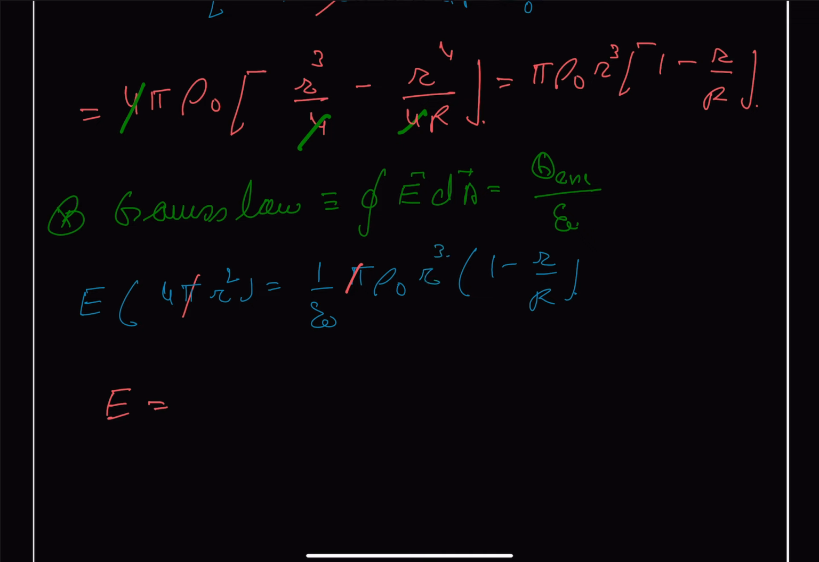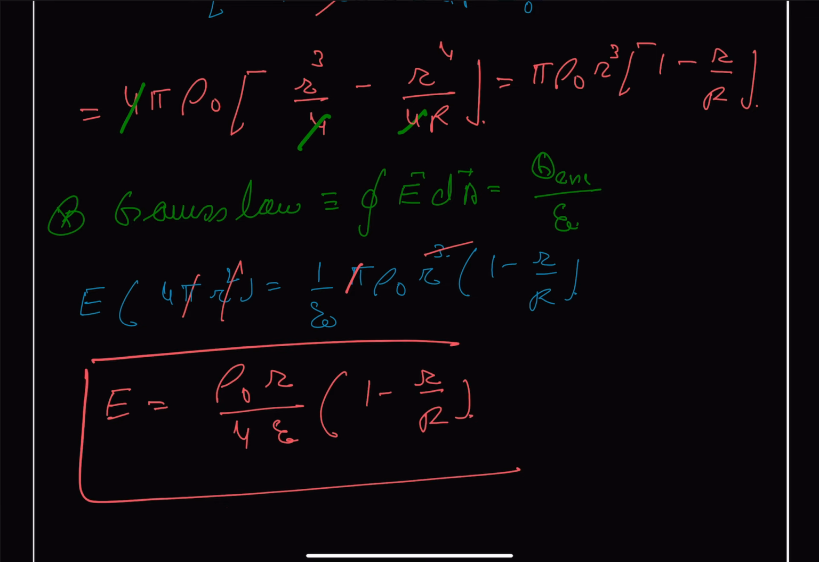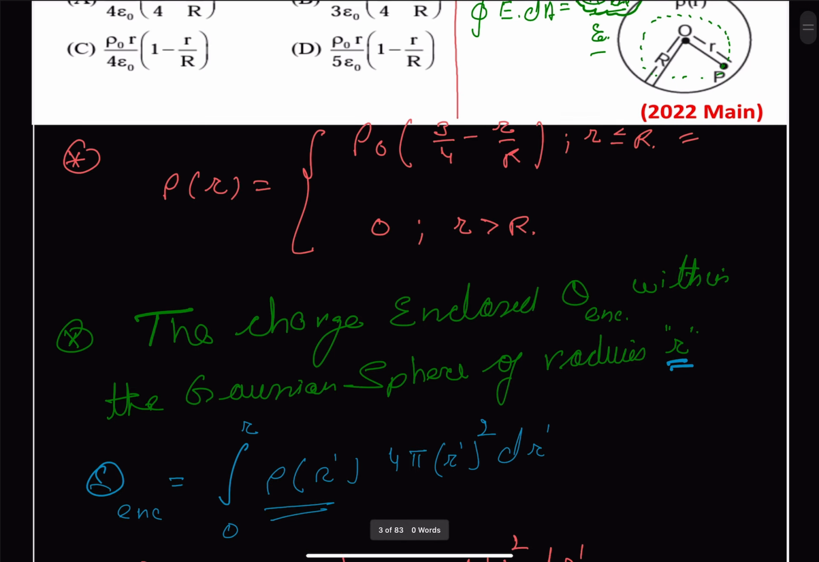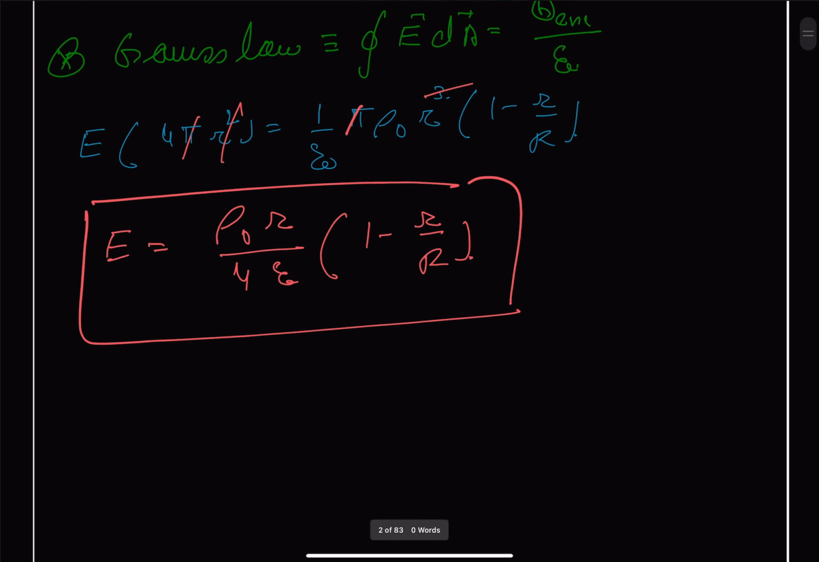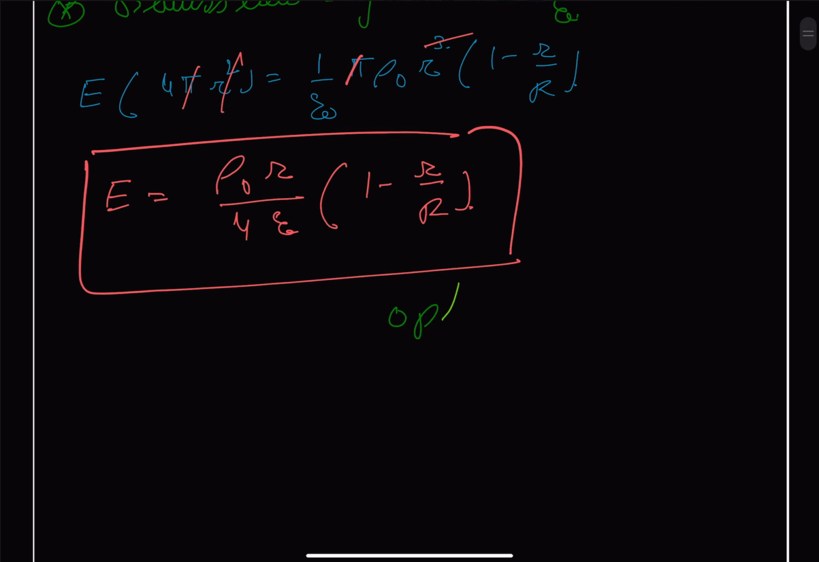So this square cancels out with this cube, only one r is remaining, so we get rho naught r divided by 4 epsilon naught, and this comes as 1 minus small r divided by capital R. So this is our electric field. So we can say our option number C is the correct one. Option C is correct. Next question.